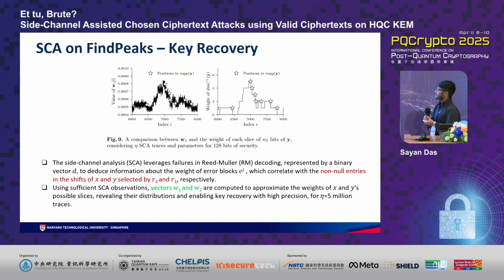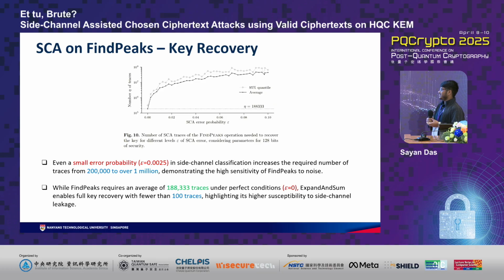This side channel analysis leverages failures in the RM decoding process, and it's represented by a vector D to reduce information about the weight of error blocks, which correlate with the non-null entries of X and Y. Using sufficient observations, we compute vectors W1 and W2 to approximate the weights of X and Y's possible slices, revealing their distributions and enabling key recovery with very high precision.